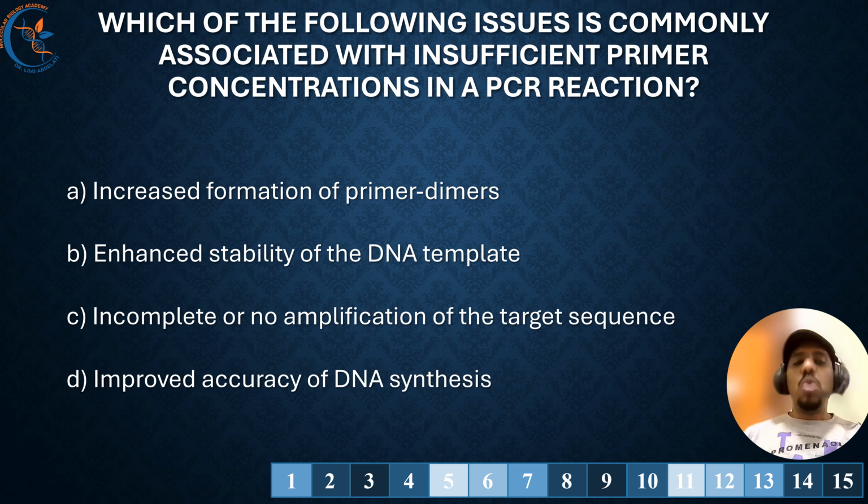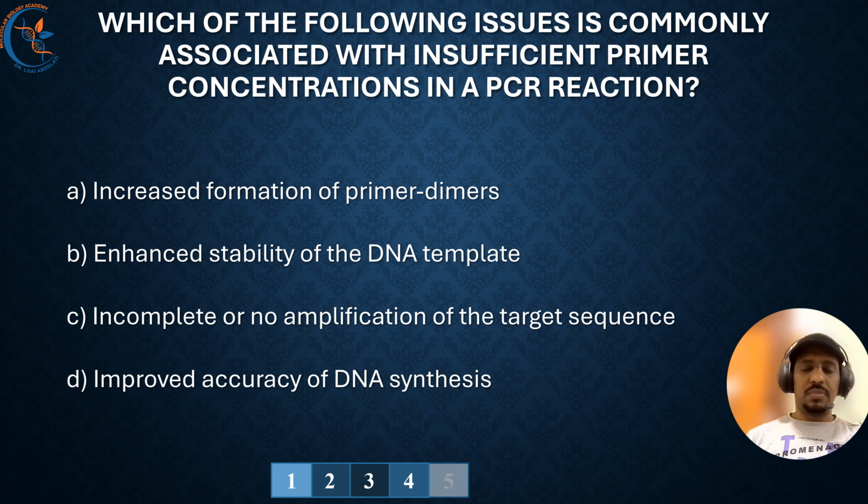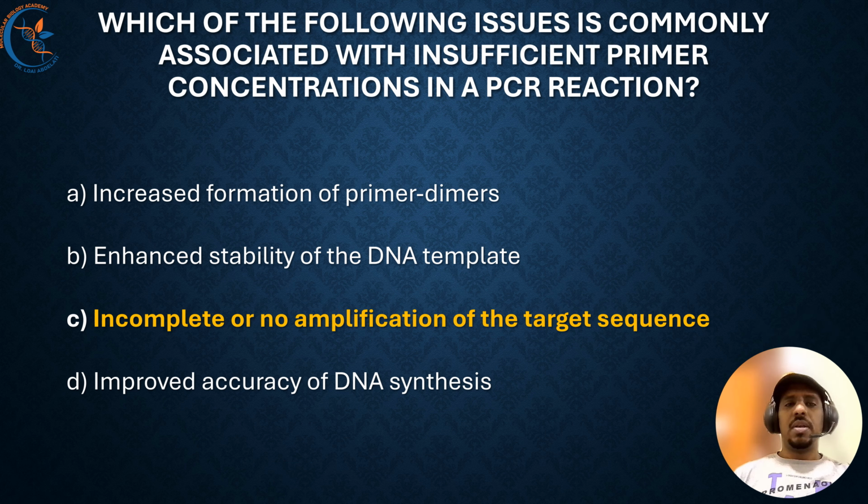Okay, next question here. Which of the following issues is commonly associated with insufficient primer concentration in a PCR reaction? Insufficient primer concentration can result in incomplete or no amplification of the target sequence. This is because there are not enough primers to bind to the target DNA and initiate the replication process, specifically if the target DNA is present in low quantities. All right, let's move on.